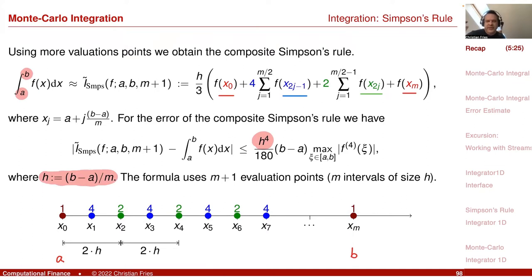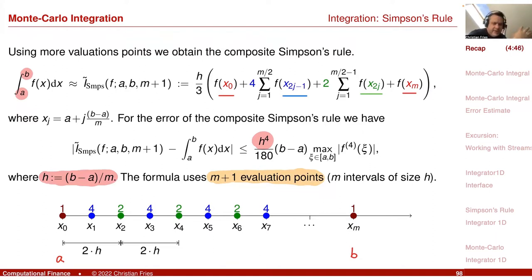The Monte Carlo convergence rate was 1 divided by square root of N, the number of function evaluations, and here it is 1 divided by M to the power of 4. M is not the function evaluations; the number of function evaluations is actually M plus 1. We have M intervals and M plus 1 function evaluations, because we also have the other endpoint. But okay, that doesn't matter. So you see the classical integration rule has a much higher convergence rate.